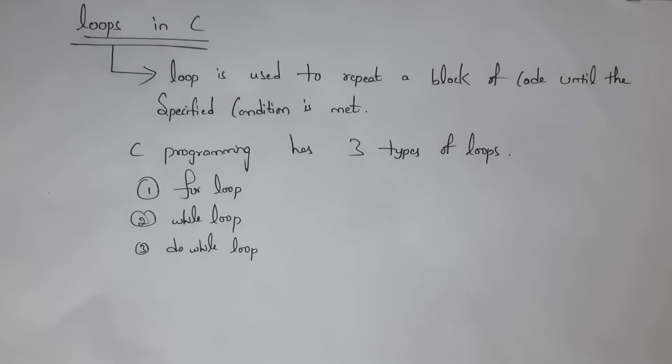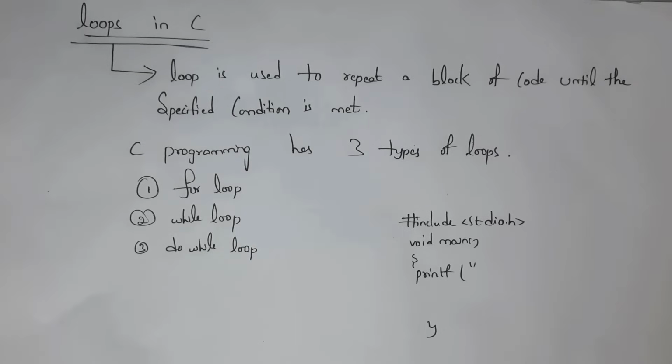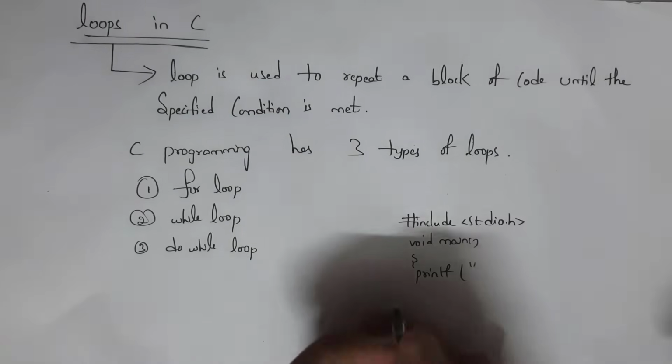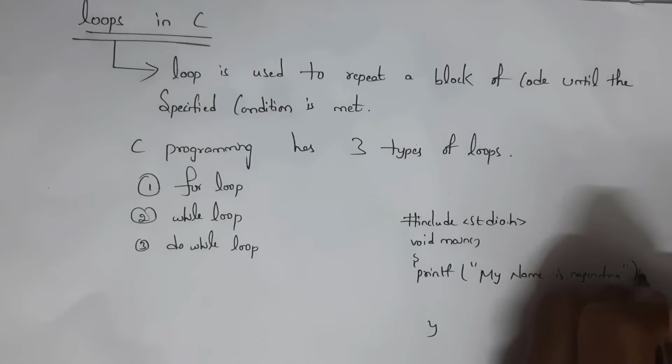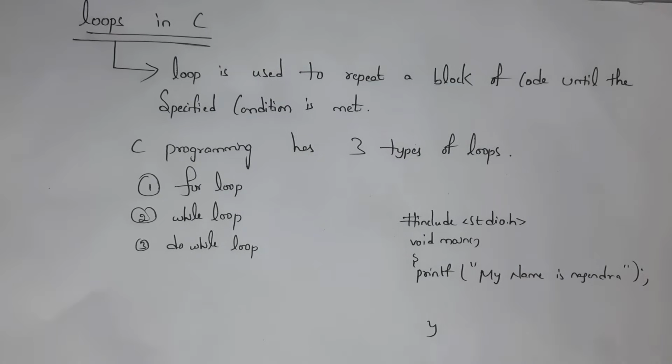Next I will explain loops in C. What is loop? Anything that is repeating multiple number of times is known as loop. For example, I want to print one statement, that is my name is Nagendra. So I written here printf, in double quotations I written my name is Nagendra. Close double quotations, close bracket and semicolon. Whenever I execute this program, then I will get output as my name is Nagendra.